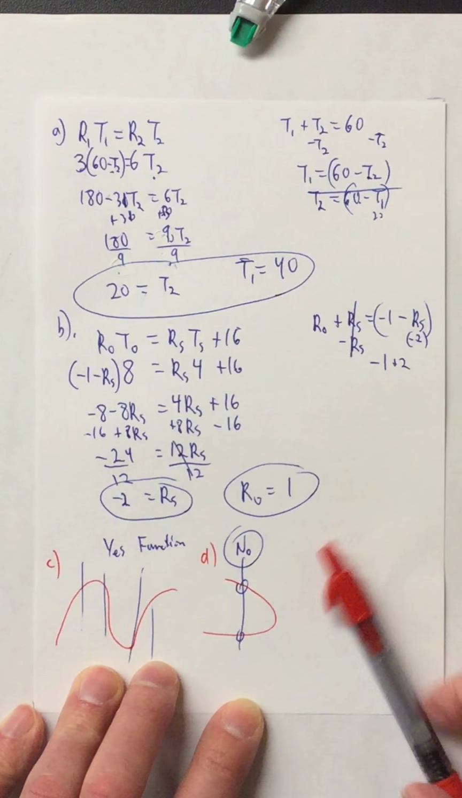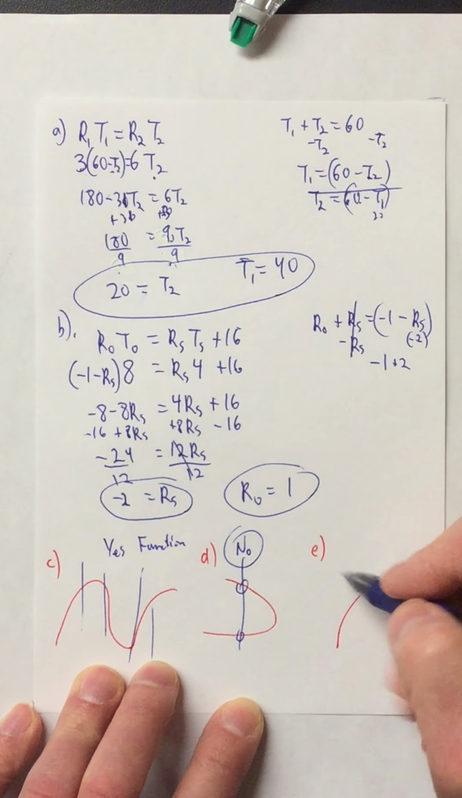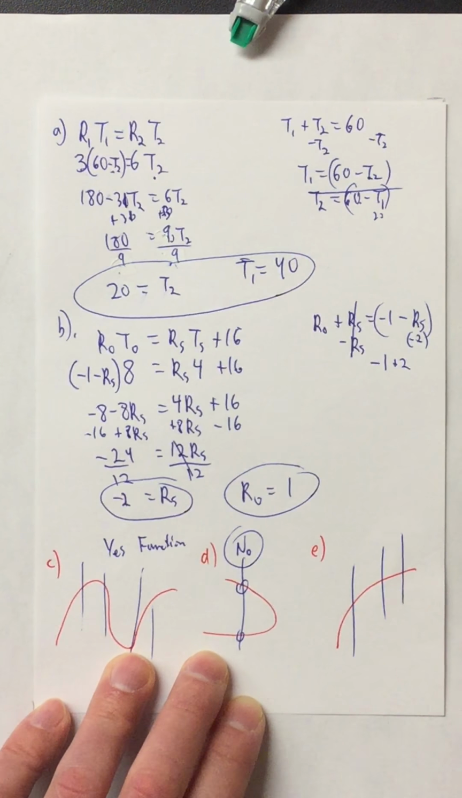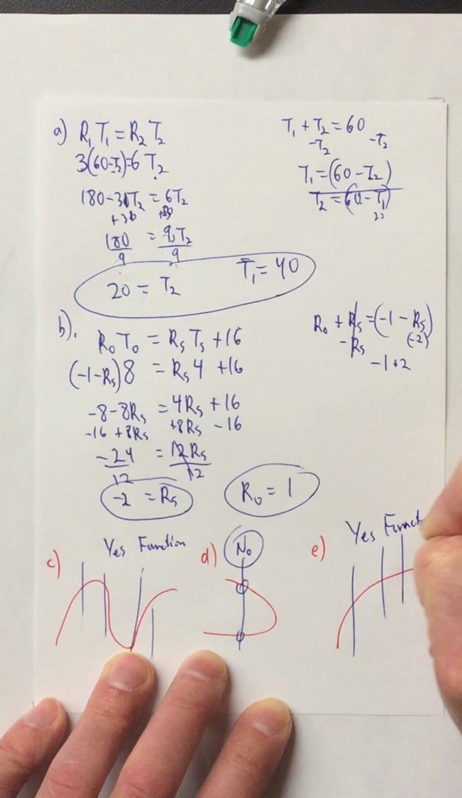And then for E looks like this. You can put your line in there anywhere you'd like. It only crosses 1 time. And so E is yes, it is a function.